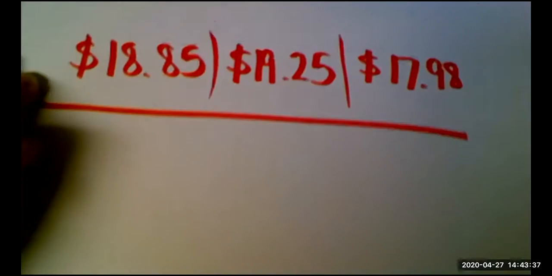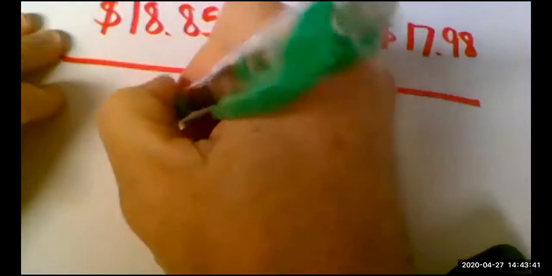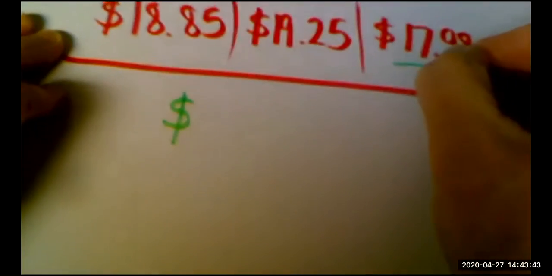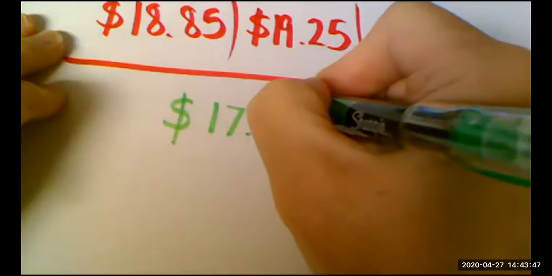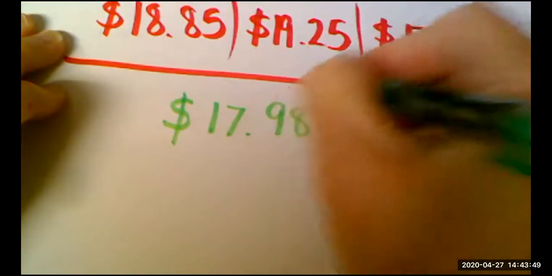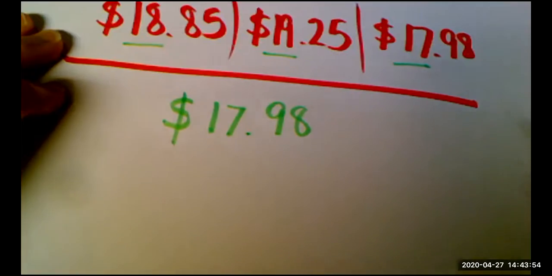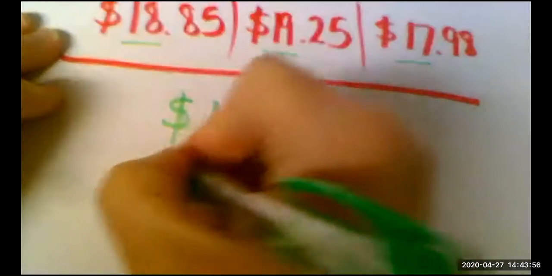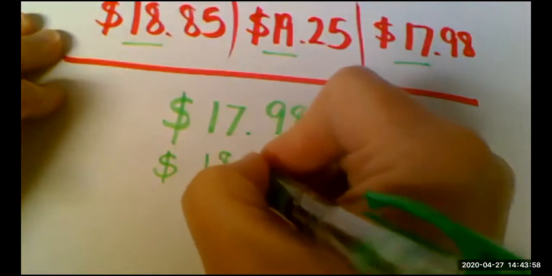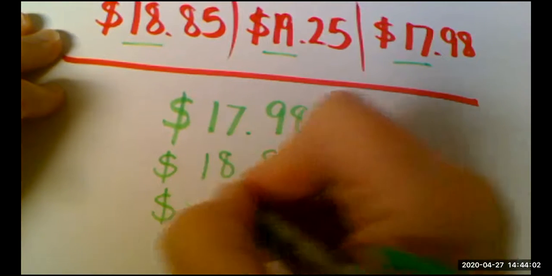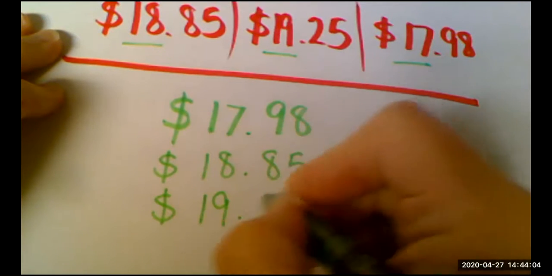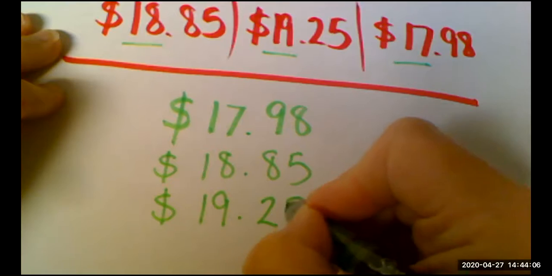One store had the game for $18.85, another had it for $19.25, and a third had it for $17.98. It says we should arrange these prices in order from least to greatest. So here they do want the numbers. So the smallest of the prices is $17.98. Then I look at the next 2 amounts. 18 would be the next smallest, so $18.85, and the largest amount would come last. That's $19.25.